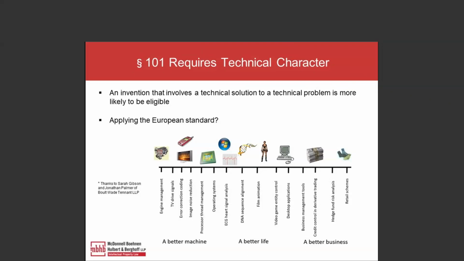And so there's this belief that has now been baked into the Federal Circuit case law that to meet the requirements of 101, you really want to be closer to the left side of this spectrum and not so much on the right side of this spectrum. There are exceptions, but the exceptions are pretty rare.